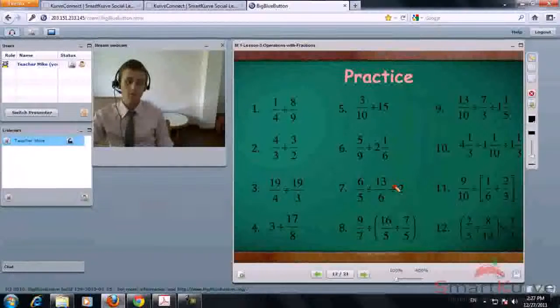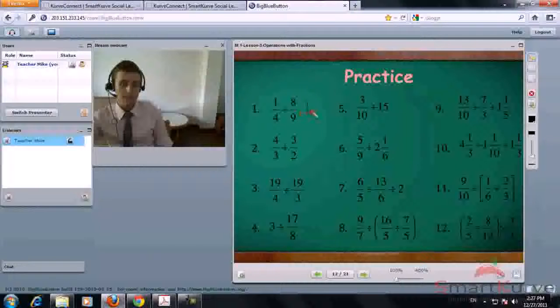Practice. Now we have 1/4 divided by 8/9. We know that's 1/4 times 9/8. 1 times 9 is 9. 8 times 4, 32. Does this reduce? No. The answer is 9/32.